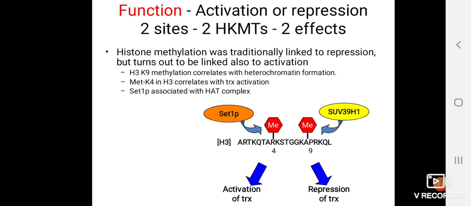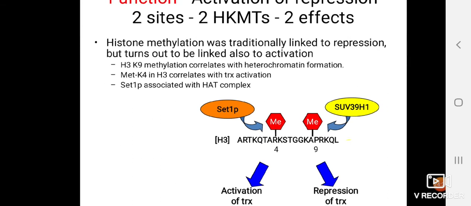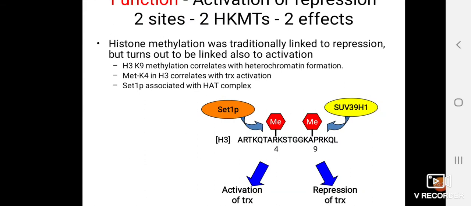You can see in the case of H3, K9 and K4 are the positions which can undergo methylation. When K9 is methylated, it is found to be more methylated in the case of heterochromatin formation, whereas K4 methylation is found to be related to transcriptional activation. In the case of H3, people have done methylation studies very well, and this is how they have found it.